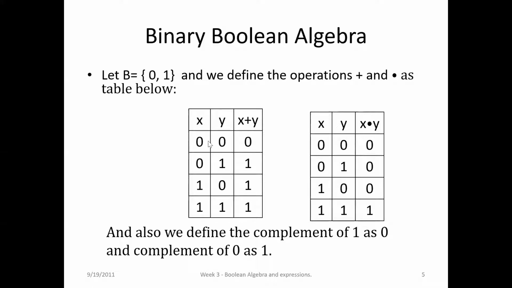X plus y is the operation, and the variables could be 0 0, 0 1, 1 0, 1 1. So when you have x plus y, this is the output of a logic OR gate, right?